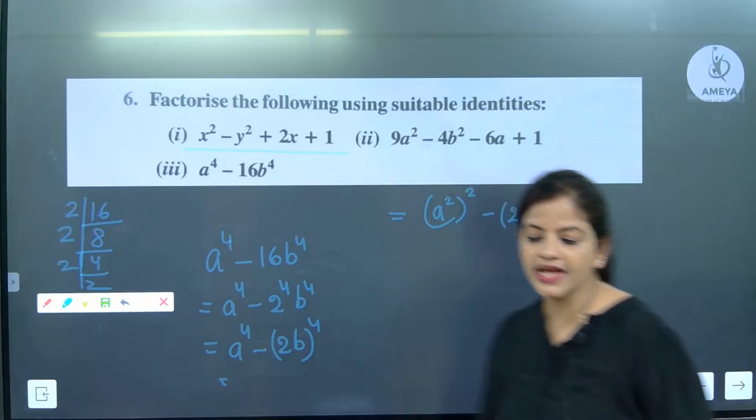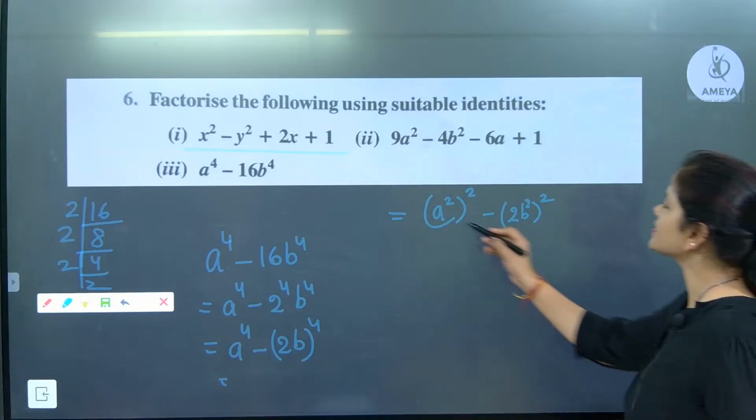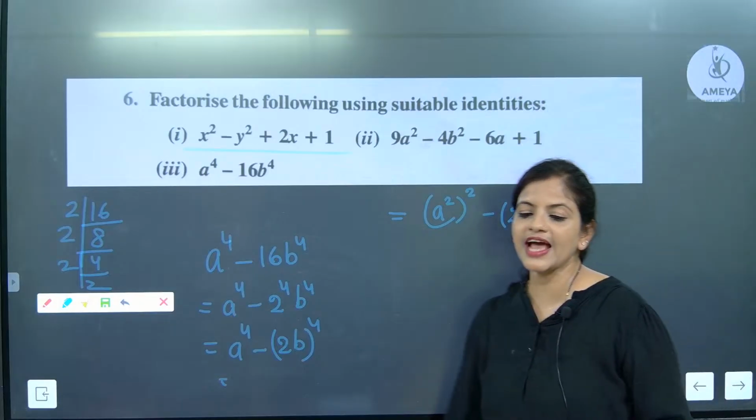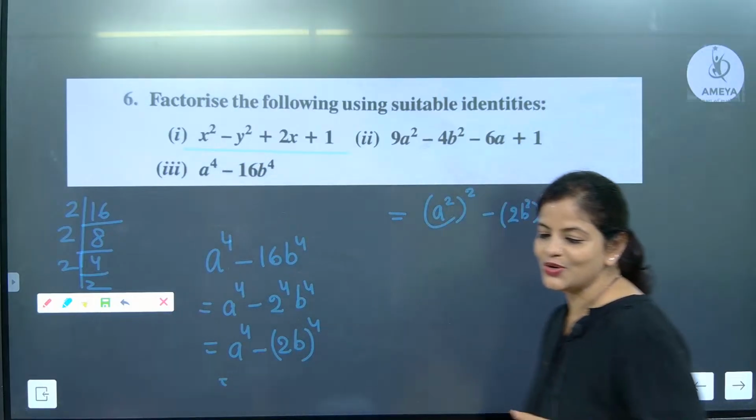Inside square and outside square. So once you are writing inside square and outside square, now it is coming in which format? A square minus b square. 4 we have split as 2 and 2. What we did with 4? We split 4 as 2 and 2.